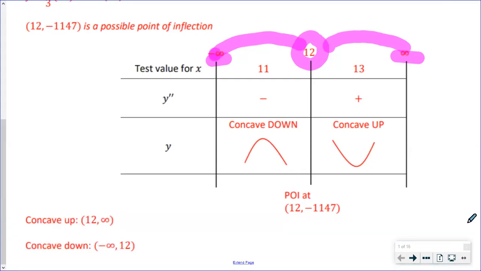So I can write my final answer as concave up between the interval of 12 and positive infinity, and concave down from negative infinity to positive 12.